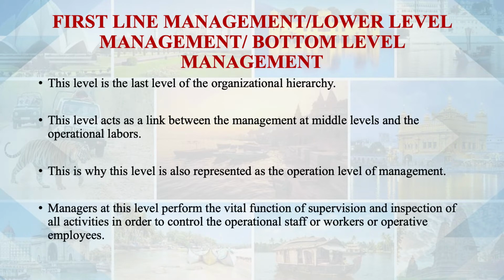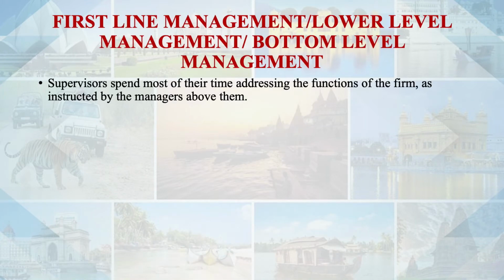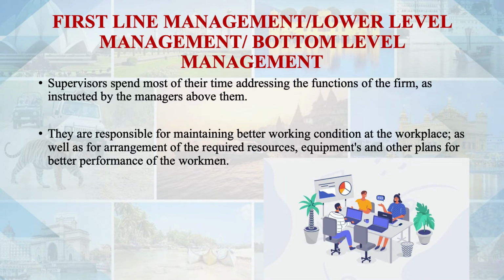Managers at this level perform the vital function of supervision and inspection of all activities in order to control the operational staff or workers or operative employees. And this is why this lower level of management is also referred to as supervisory management. Supervisors spend most of their time addressing the functions of the firm as instructed by the managers above them. They are responsible for maintaining better working conditions at the workplace, as well as for arrangement of the required resources, equipment and other plans for better performance of the workmen.